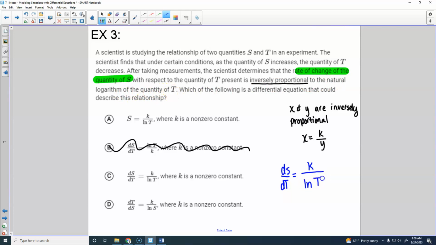Natural log of T. So that would be C for this one. Why is it not A? Okay, S is not the rate. That would be the amount. So it's not going to be that one. And then this one is the natural log of S instead of the natural log of T right here. Okay, questions?